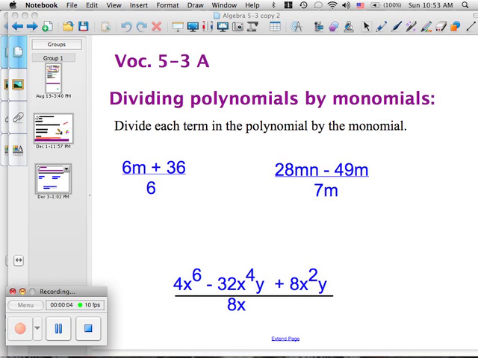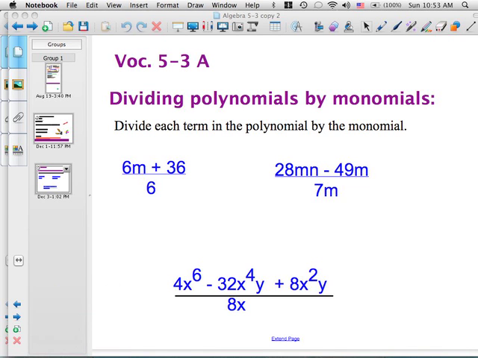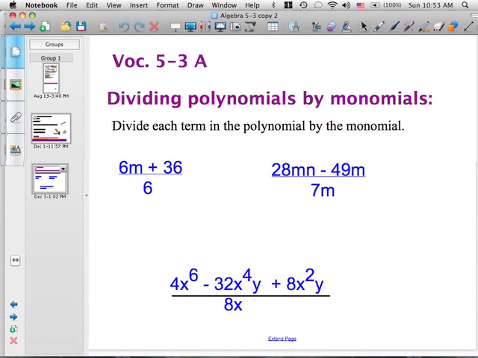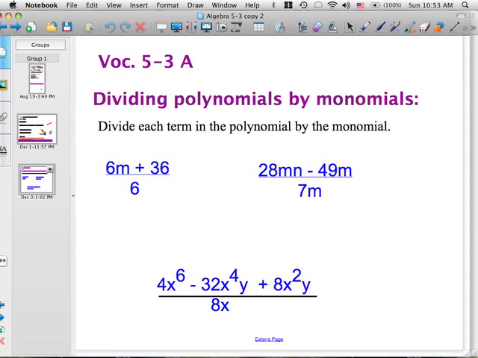We're on chapter 5. This is section 3, the first part. We're going to be dividing polynomials by monomials. And what we do is take each term in the polynomial on top and divide it by the monomial.